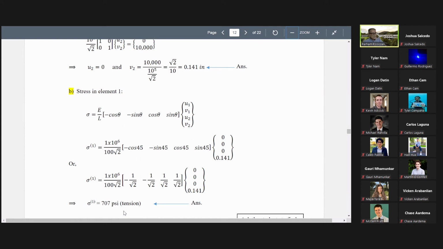Next step, I would like you to do it for stress in element 2. It was not the answer as in the problem, I just want you to do it for element 2. 2 minutes, do it for element 2, plug the numbers, you see what you get. Just use numbers, not intuition, whatever we should get or so, just use the numbers, see what numbers tell us.